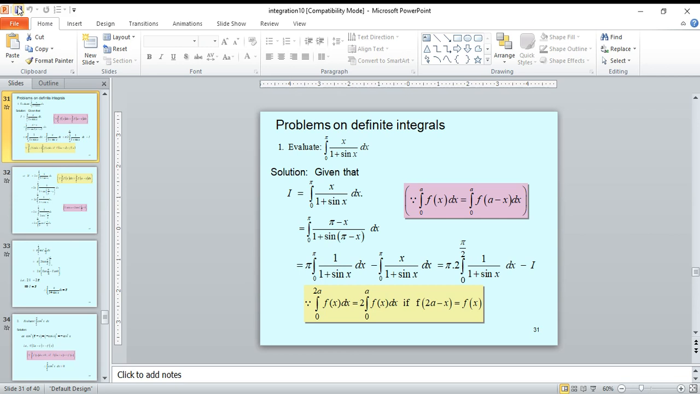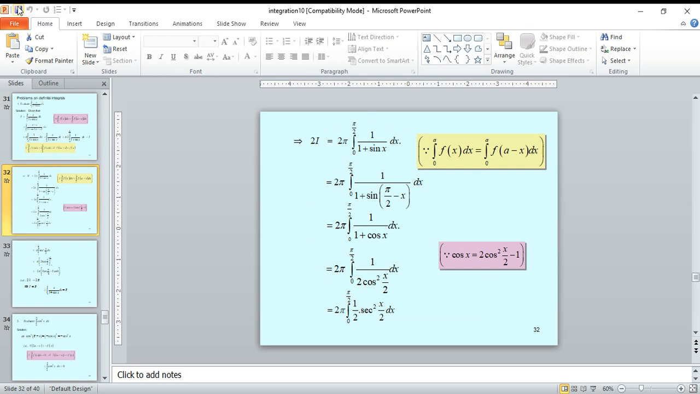Whenever it is possible, therefore, integration 0 to 2a f of x dx equals 2 into integration 0 to a f of x dx, if f of 2a minus x equals f of x. Take I to the left side: I plus I equals 2 pi into integration 0 to pi by 2, 1 by 1 plus sin x dx.